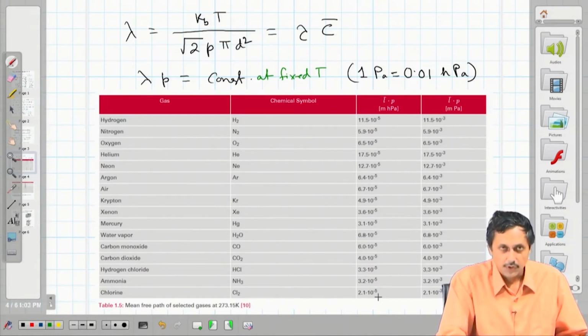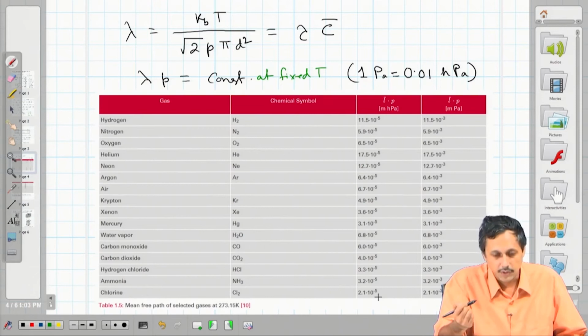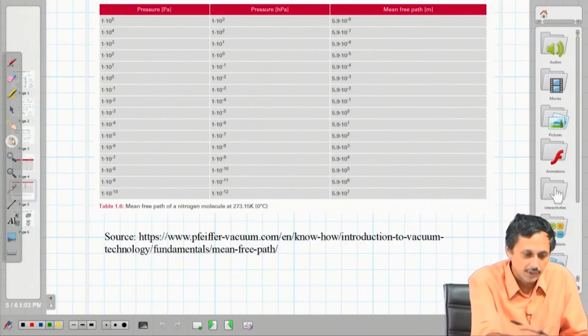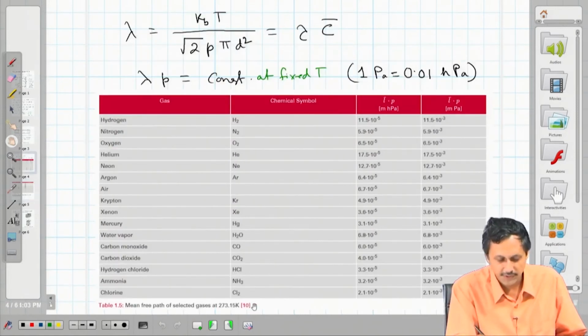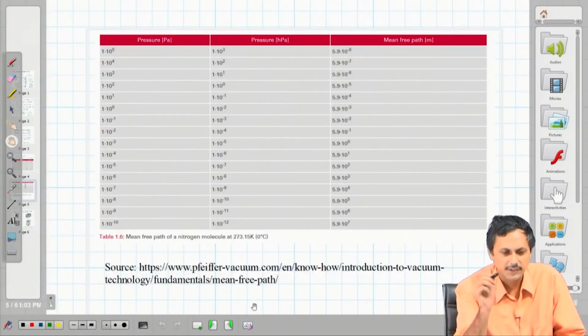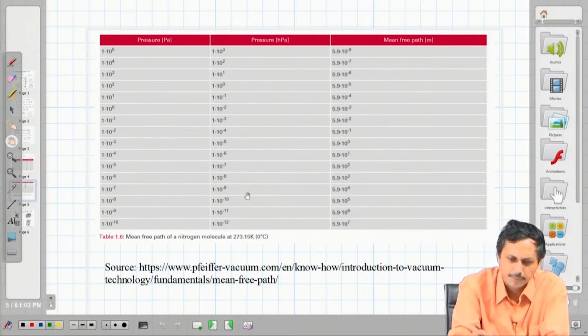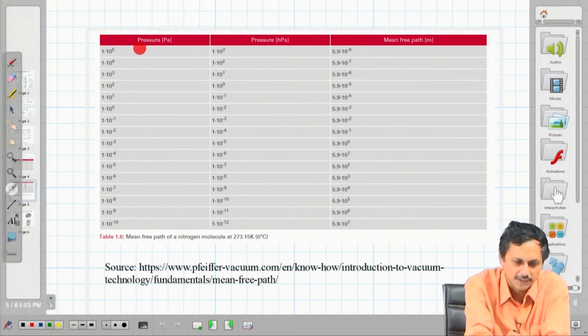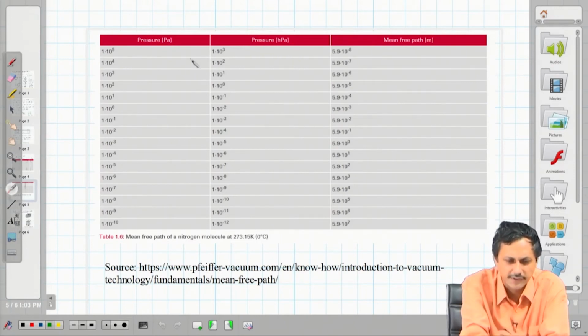Also, in order to get an idea of how the mean free path changes with pressure, I have included another data set in here, which is for nitrogen at 0 degree centigrade. The previous data set was also at 0 degree centigrade, and this is also at 0 degree centigrade, but here the mean free path is reported as a function of pressure. Pressure is given either in pascals in the first column or in hectopascals in the second column, and you see there is a factor between them. So, 1 into 10 to the power 5 is 1 into 10 to the power 3 actually.